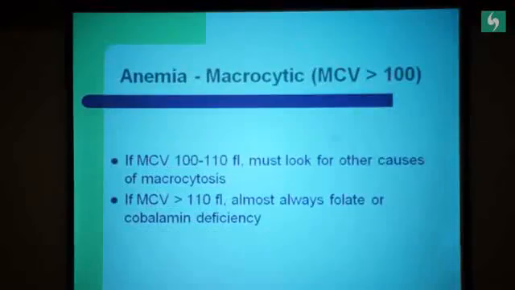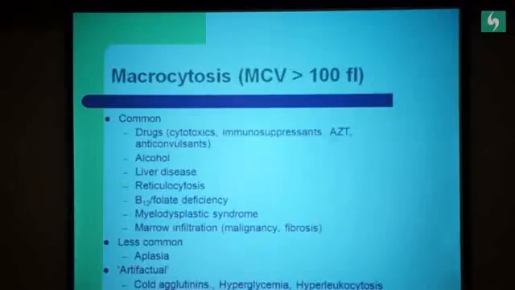Now if the MCV is more than 100, suppose it's between 100 and 110, we must look for other causes of macrocytosis, not saying that we should not think about a B12 cobalamin deficiency, but virtually if it is more than 110, it is invariably a folate and B12 deficiency. Now these are the other causes of MCV being more than 100.